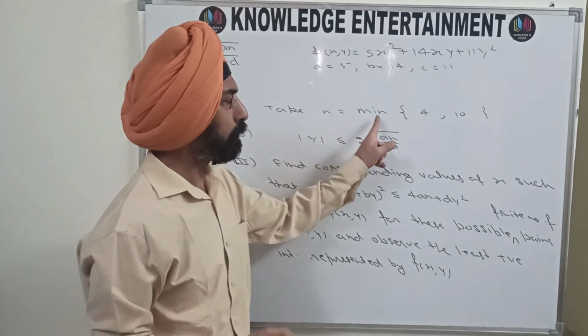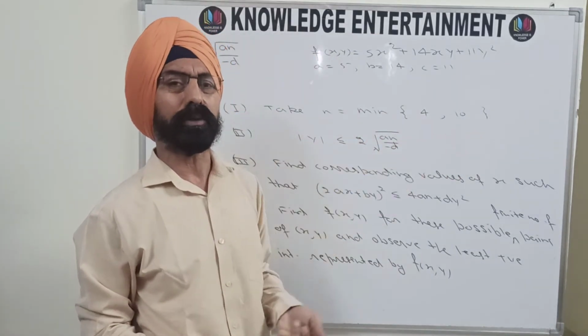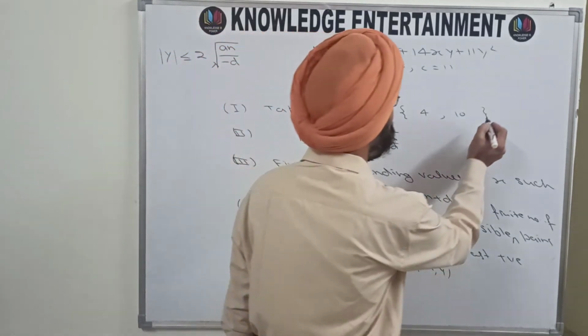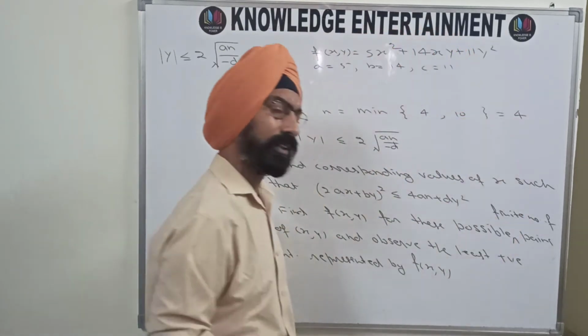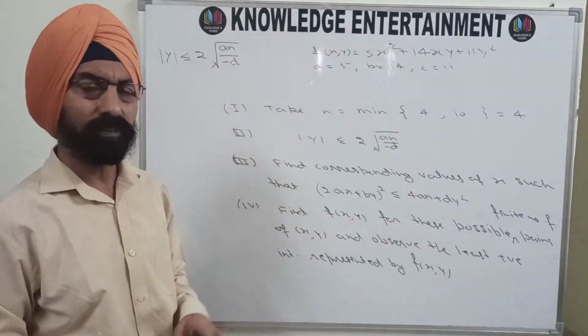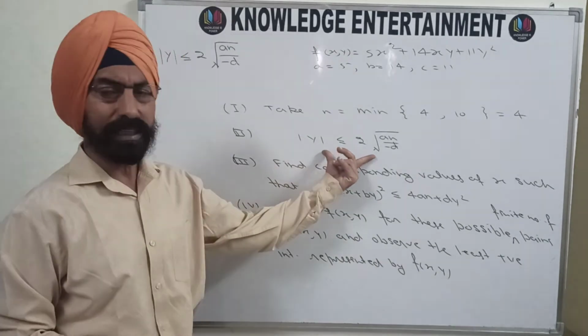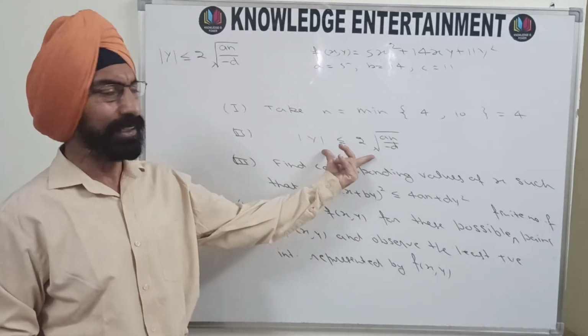So n is the minimum of 4 and 10. So what is the minimum of 4 and 10? Clearly it is 4. So the minimum of 4 and 10 is 4. So we have obtained the value of n. Now substitute the value of a, n and d here in this equation.